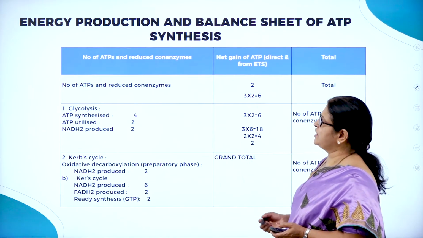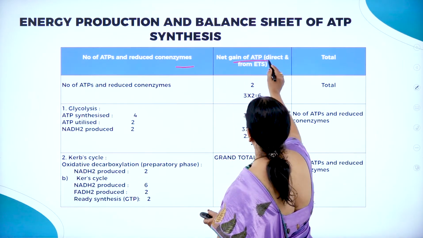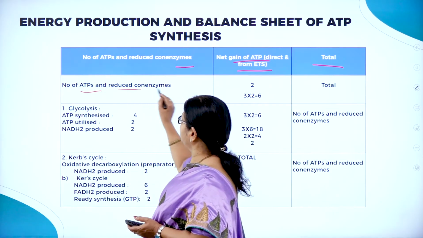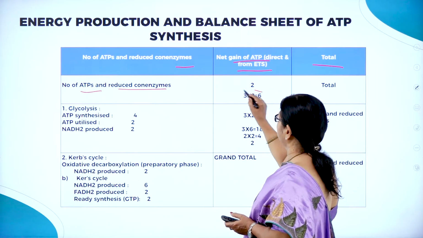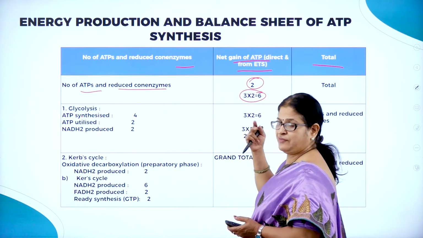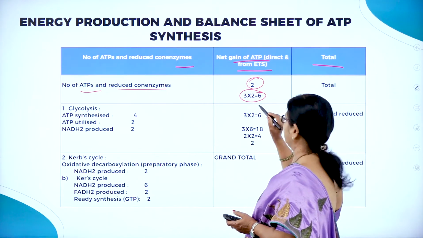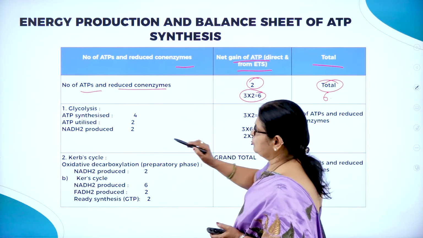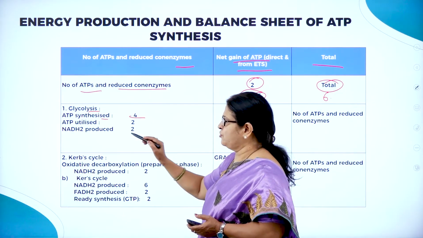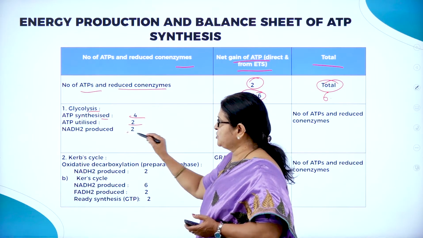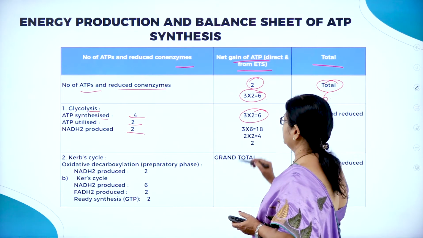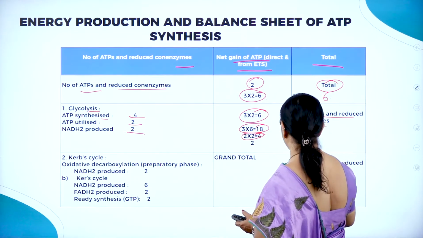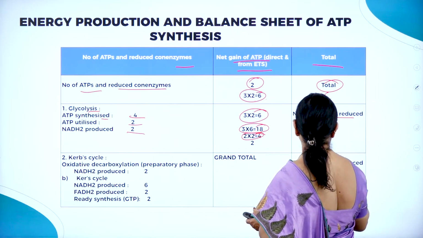So the number of ATPs and reduced coenzymes, and the net gain of ATPs from ETS and the total. As we know, 3 into 2, that is, 2 pyruvic acid will enter the Krebs cycle, so it is 6 ATP molecules. Total is 6. Then through glycolysis, ATP synthesized is 4, ATP utilized is 4 and NADH2 produced is 2. So here that is 6 and here 18 and 4.